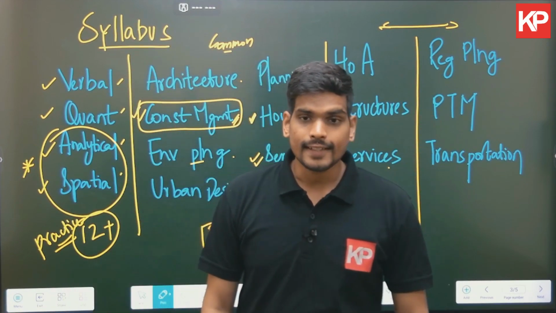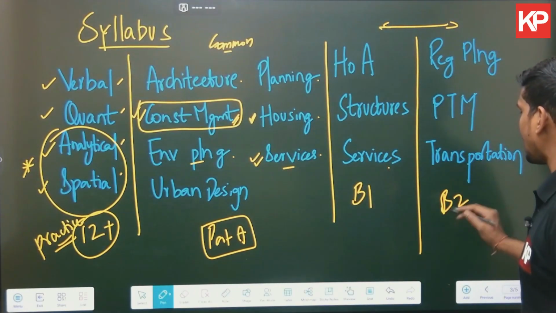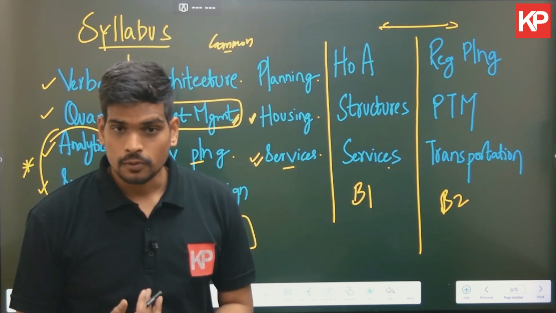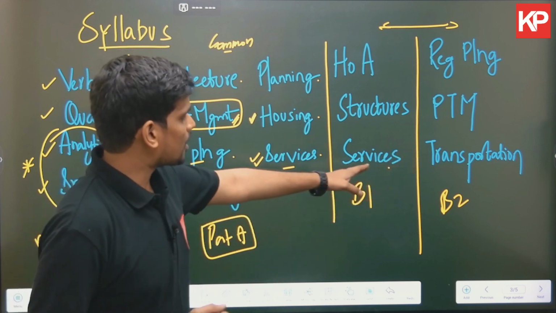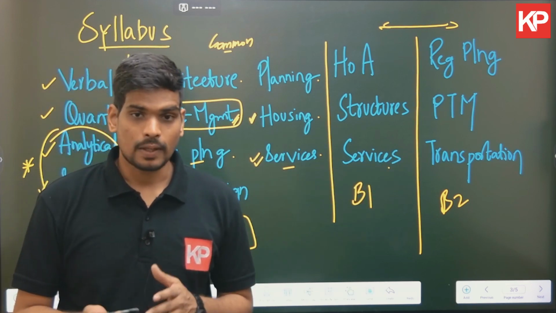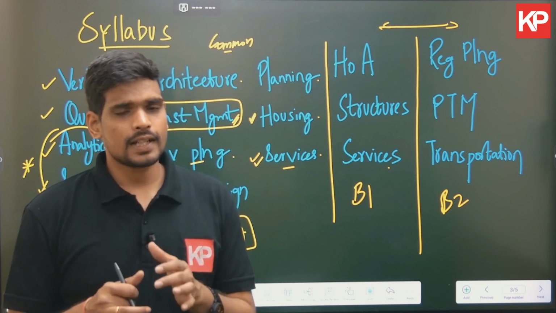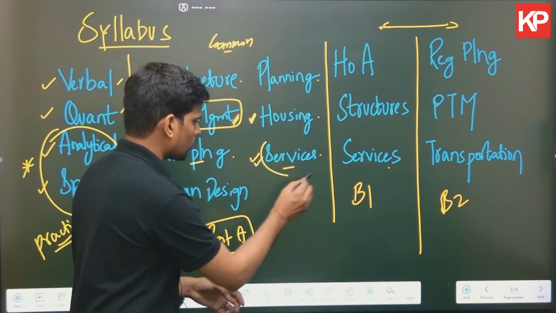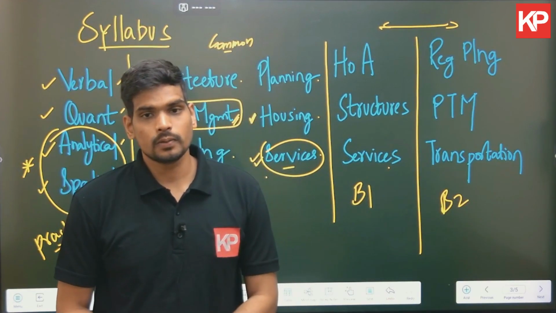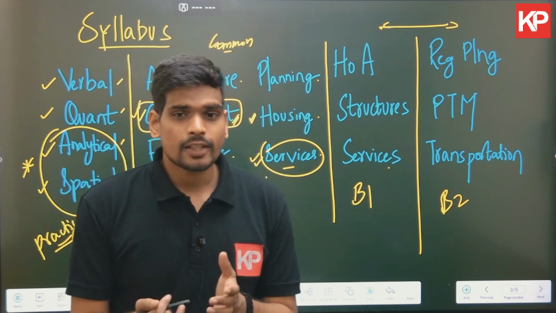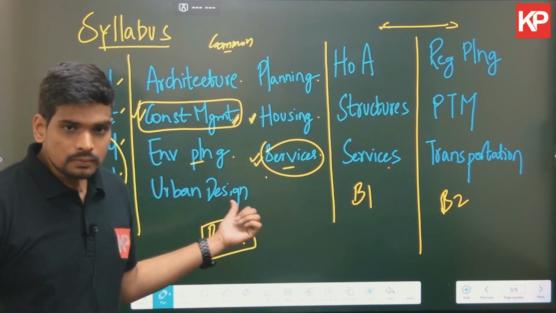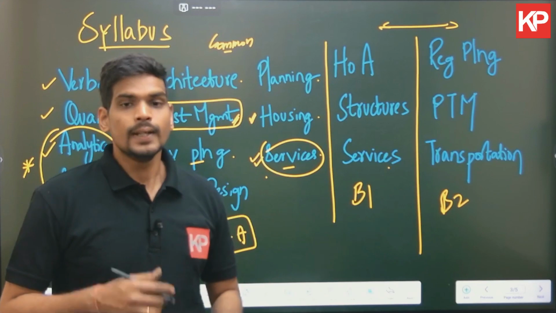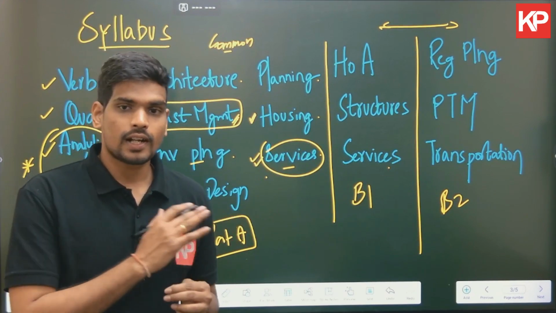Moving on to part B2, there are 3 sections again given in the official syllabus. That is regional planning, which includes the basics of planning and planning theories; PTM, planning technique management, which includes survey, GIS and all these topics; and transportation, which includes the advanced part of transportation. You see, there are many subjects which fall under common part and also part B. For example, transportation is mentioned in services in the common part, and it is also included in part B2. So the basic topics of transportation can be asked in the common part. Advanced topics of transportation have become a topic of importance in the planning part B2.